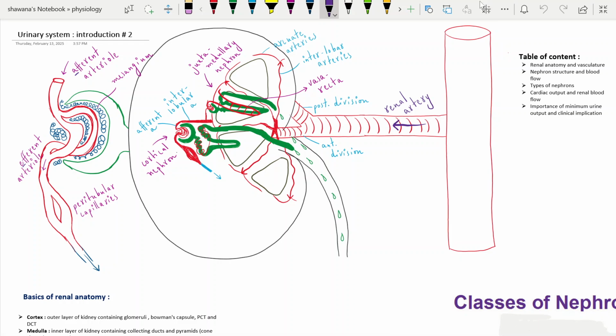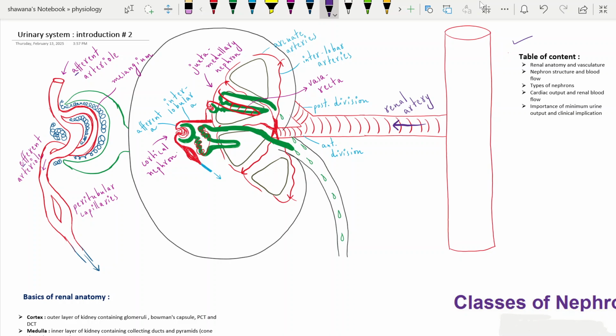Today, the table of content is the renal anatomy, just the basics, and the nephron structure, types of nephrons. The main thing is about the cardiac output and the importance of the minimal urine production.